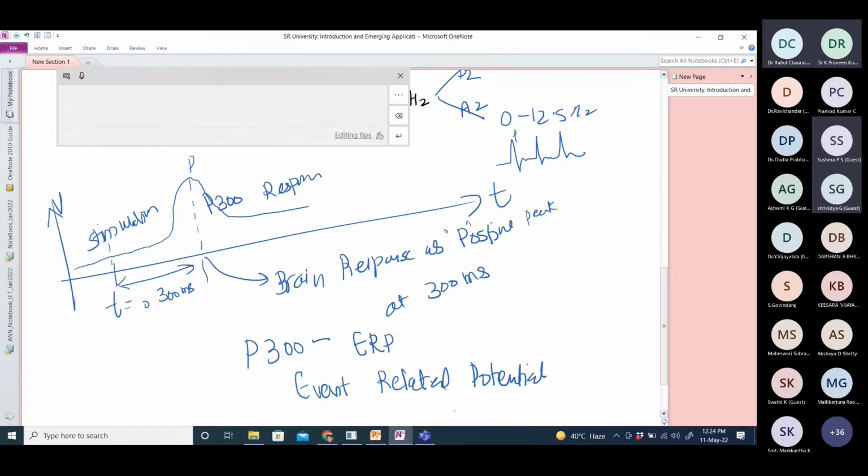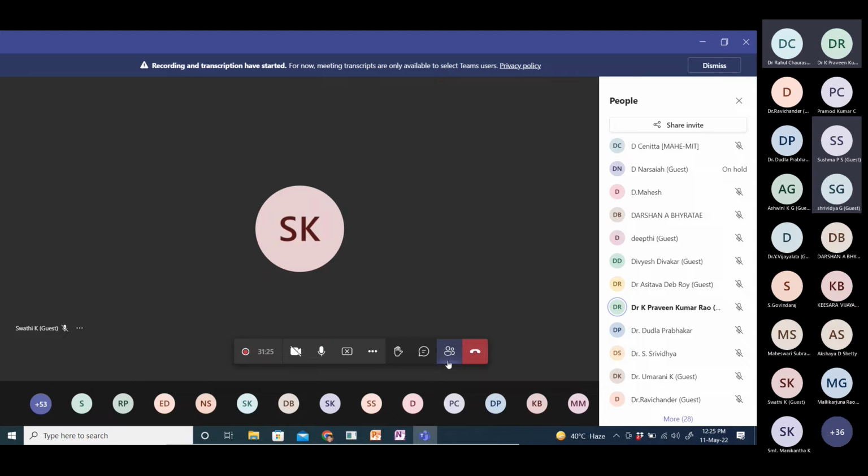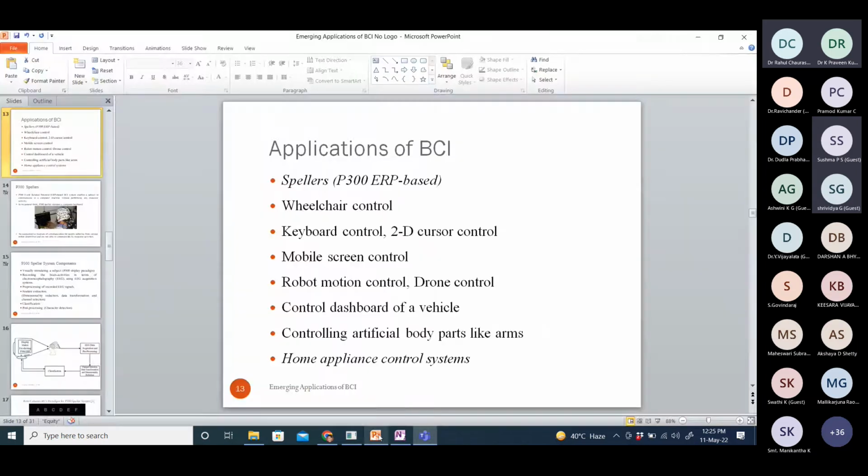This is the time scale. Event related: you have given some event at some time as a stimulation, and after 300 milliseconds a positive peak is observed. So it is called P300 stimulation. This is the most commonly used BCI application, P300 ERP based spellers. I will show you a demo of this in this particular lecture.